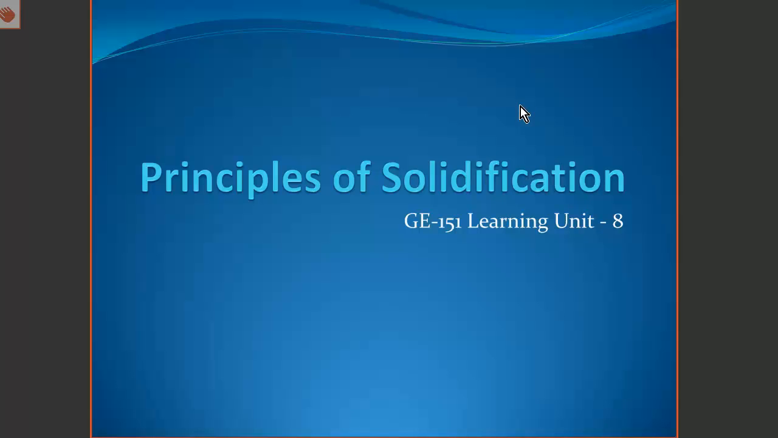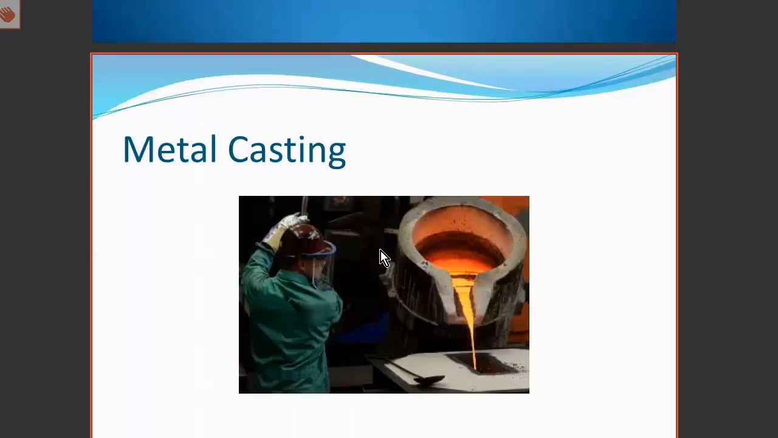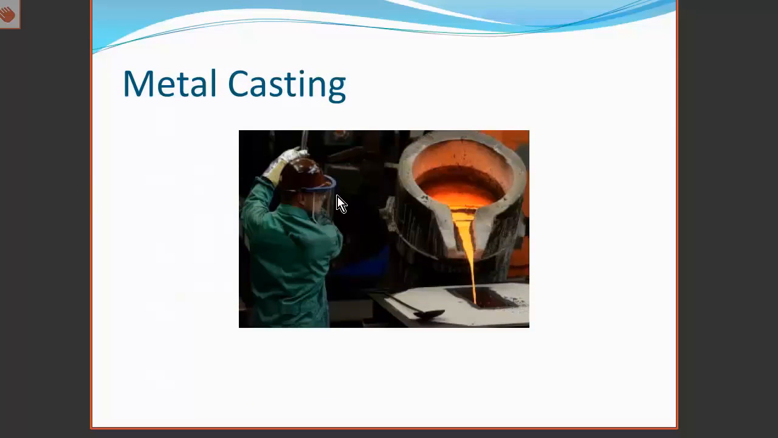Welcome to Learning Unit 8, Principles of Solidification. In this module, we will be learning about the solidification of solids from the molten state. This is a very important thing to understand, as forming metal objects through pouring liquid metals into a mold is a very important process.